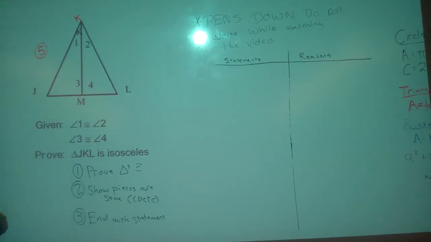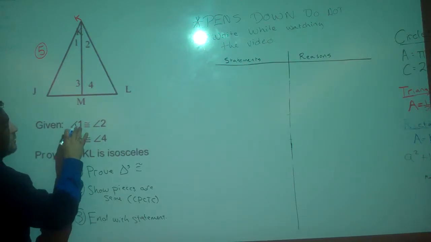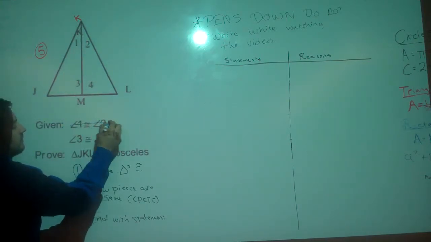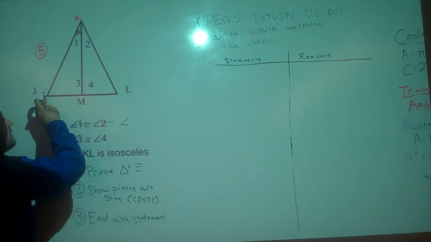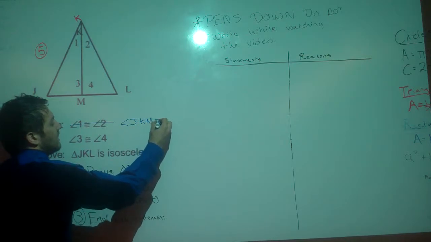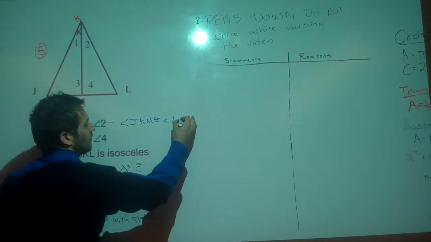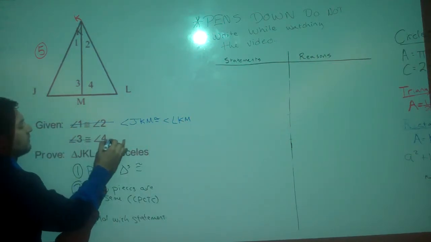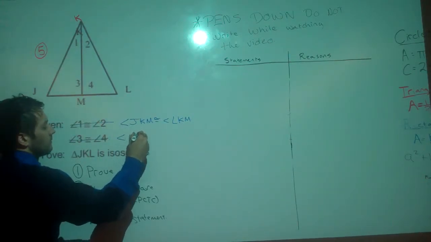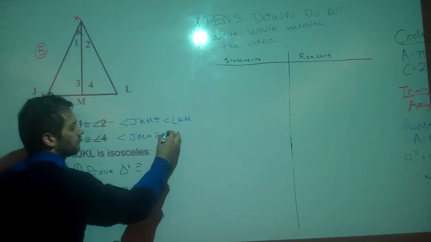Similar to what I did with number 4, I'm going to rename these angles using the 3 points. I'm not doing this because I have to. I'm only doing this because I want to give you practice with naming an angle with 3 letters. Angle 1 can be renamed as angle J, K, and then M. And angle 2 can be renamed as L, K, and M. I'm going to do the same thing with angles 3 and 4. Angle 3 can be named J, M, K. And angle 4 can be named L, M, K.